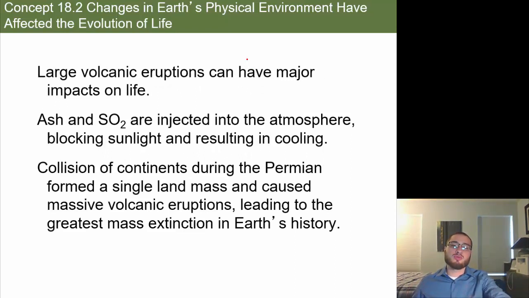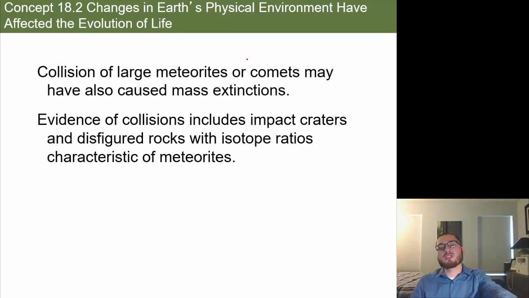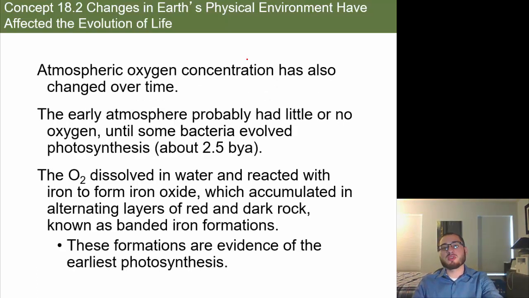Large volcanic eruptions also have major impacts on life. We see this throughout the history of Earth. Ash and SO2 are injected into the atmosphere, blocking sunlight and resulting in cooling. The collision of continents during the Permian formed a single landmass and caused massive volcanic eruptions, leading to the greatest mass extinction in Earth's history. The collision of large meteorites and comets may also have caused mass extinctions along the way. Evidence of collision includes impact craters and disfigured rocks with isotope ratios characteristic of meteorites, which proves that a meteorite must have been there.